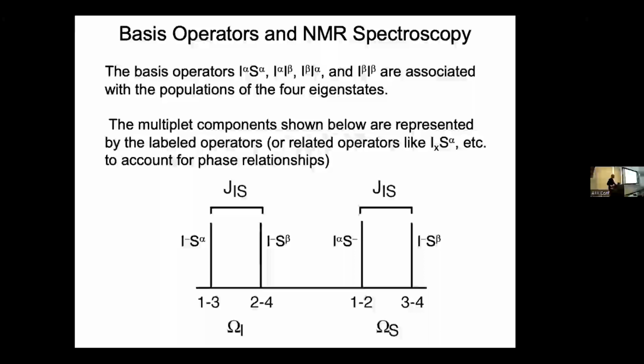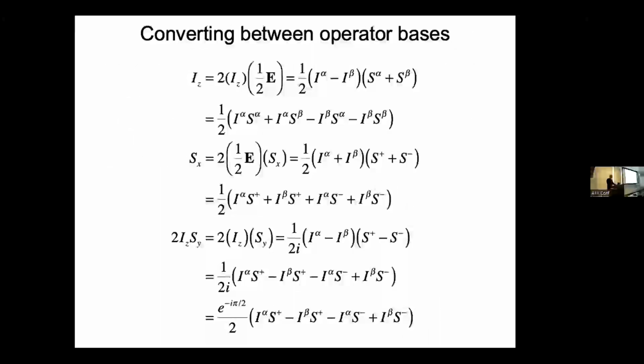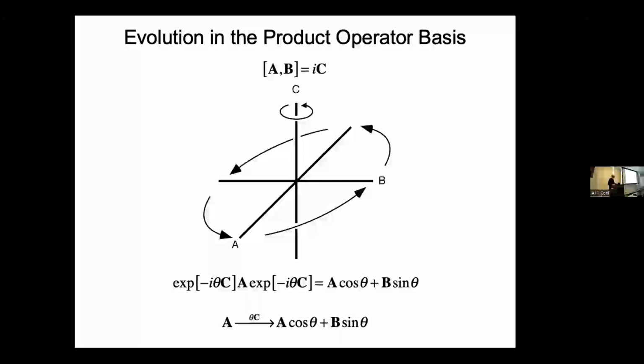The top line, yeah. Copy and paste errors. And as I said, we can convert between the different bases. We can go from the I alpha, S alpha to IZ, etc., just algebraically. Now, we had pictures showing in these operator spaces how we do rotations.